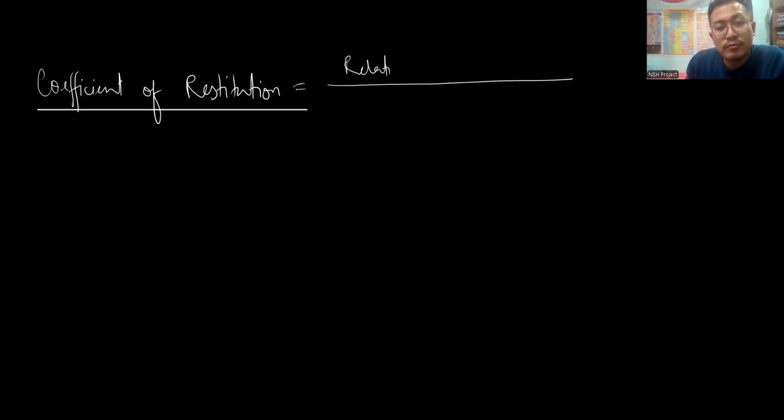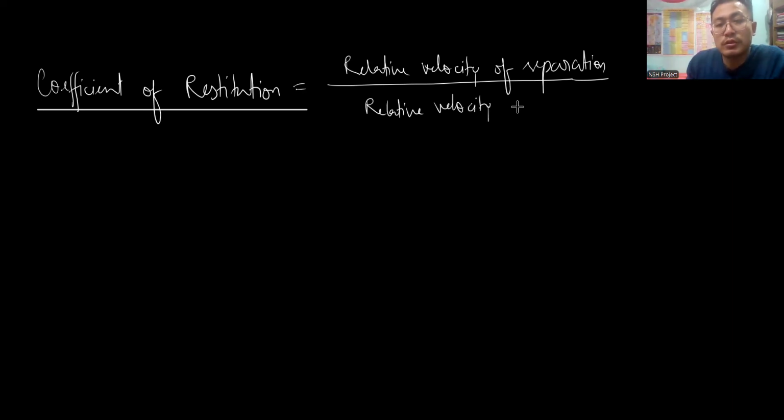relative velocity of separation divided by relative velocity of approach. Sometimes people have the coefficient of restitution as relative velocity of approach by relative velocity of separation, or separation by approach.